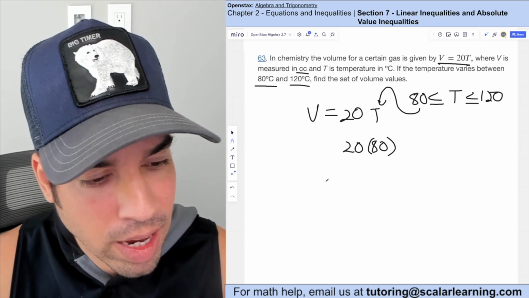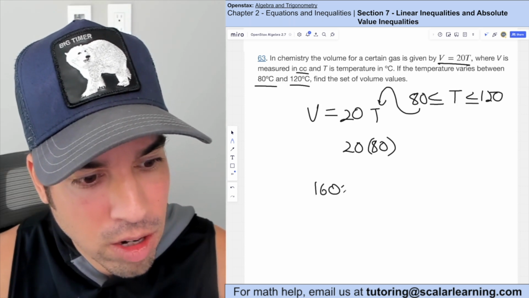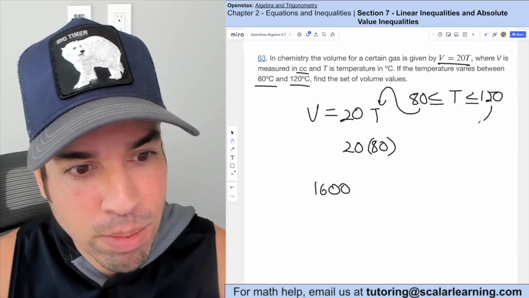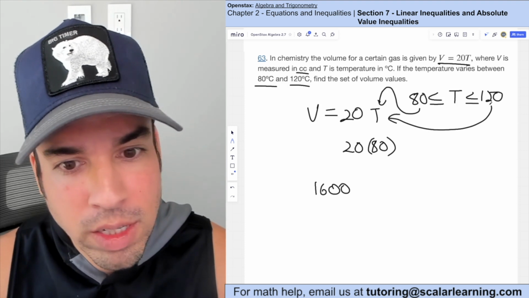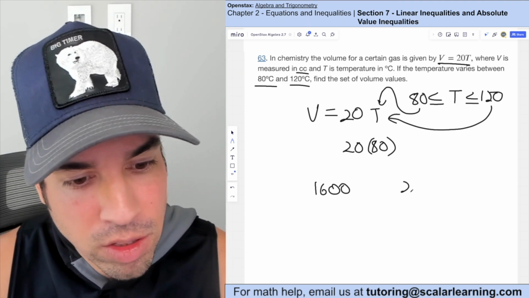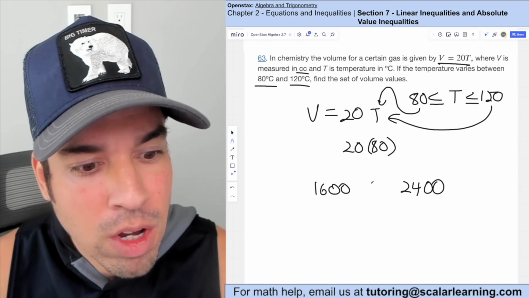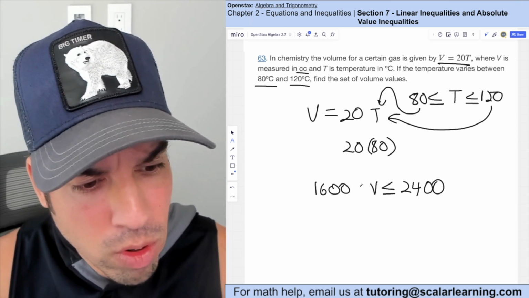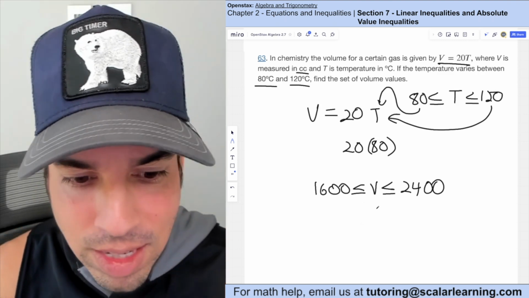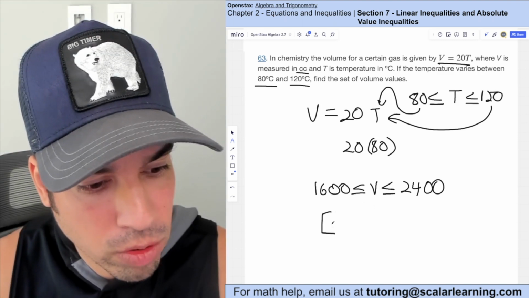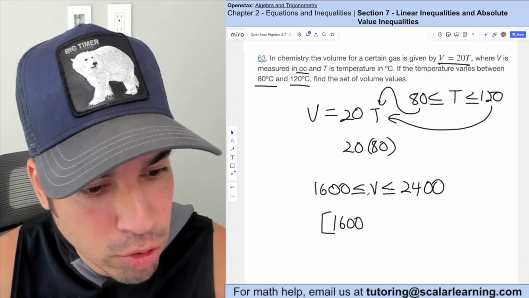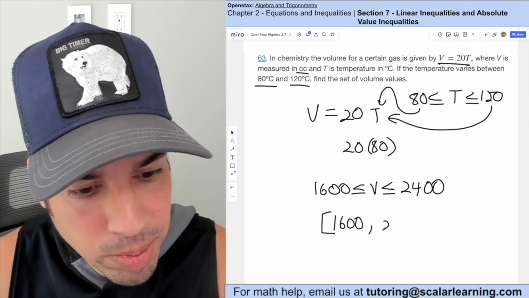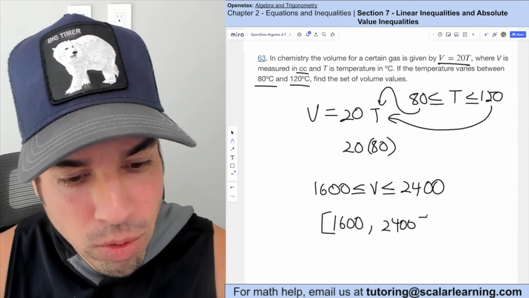So 20 times 80 is 1600. On the high side, now we can plug in 120. So 20 times 120 is 2400. So that means the volume varies anywhere from 1600 up to 2400. So if we want to put this in interval notation, it'd be 1600, including, because of the greater than or equal to, up to and including 2400.